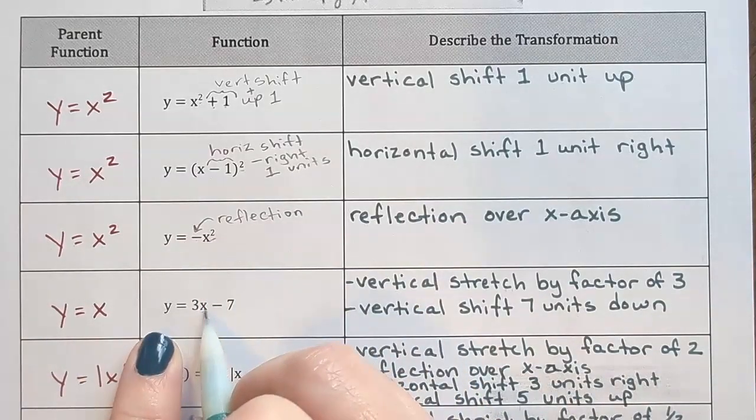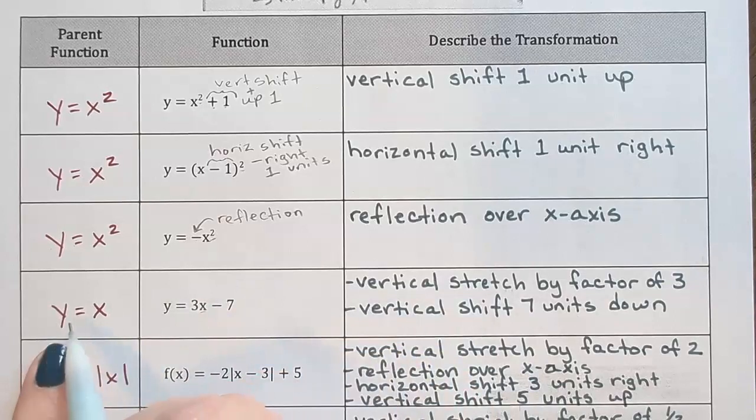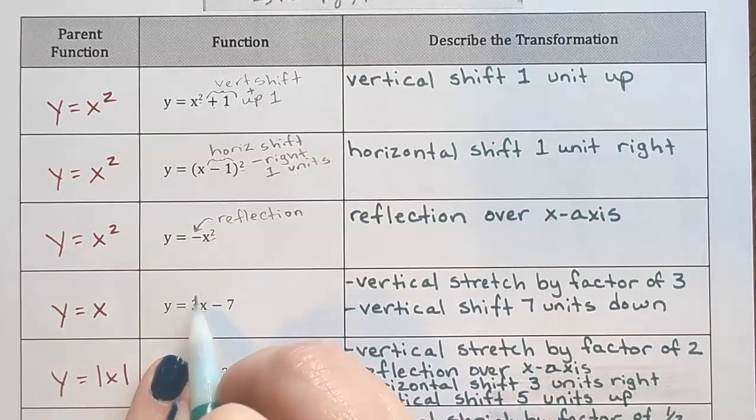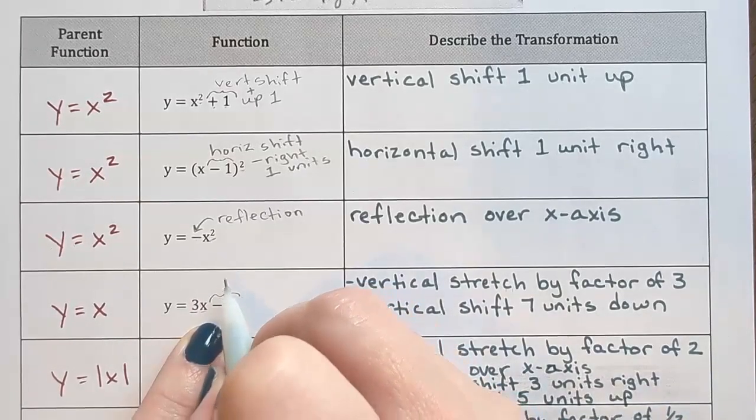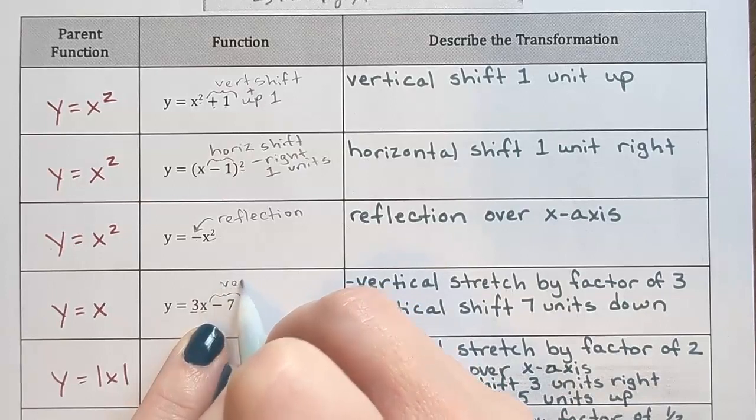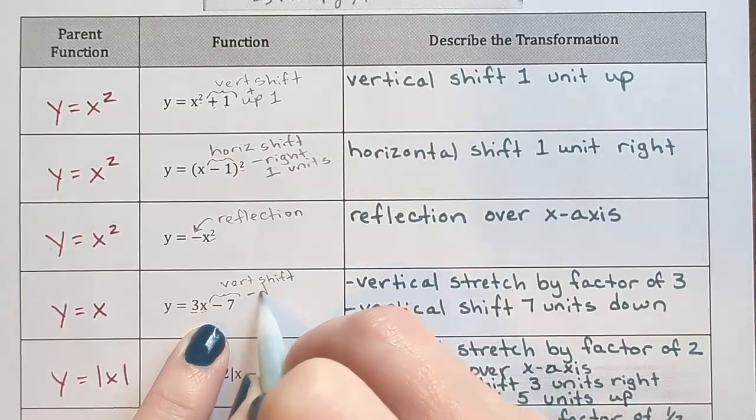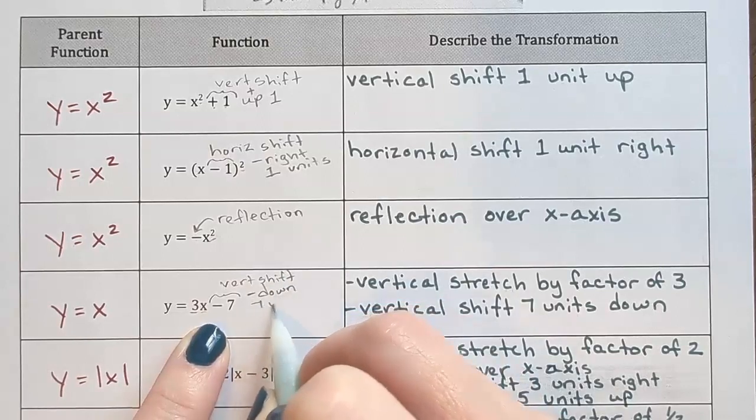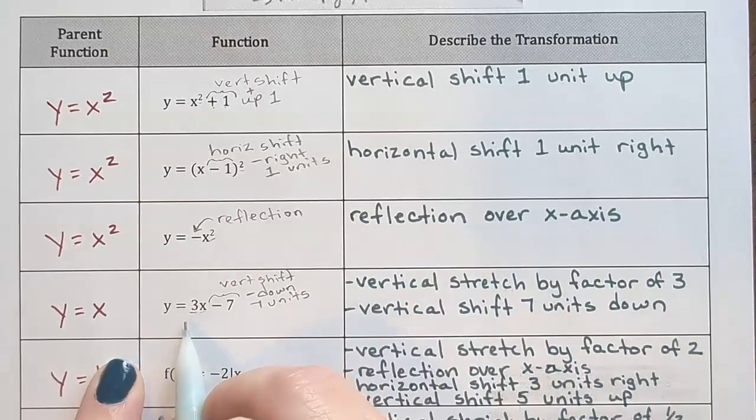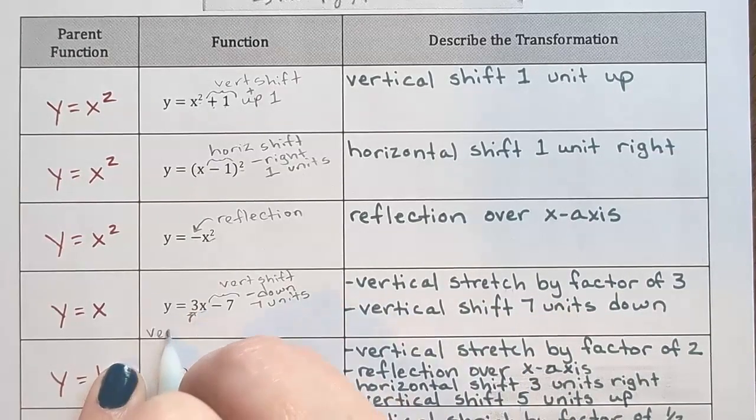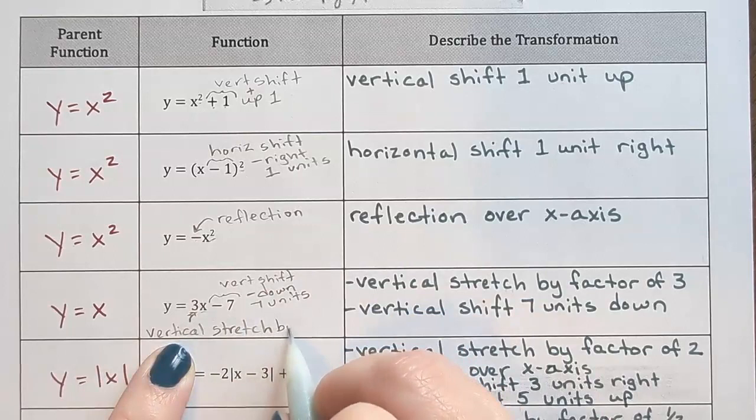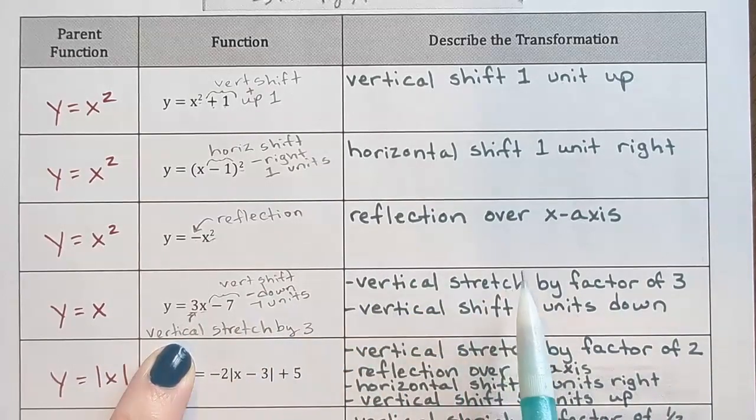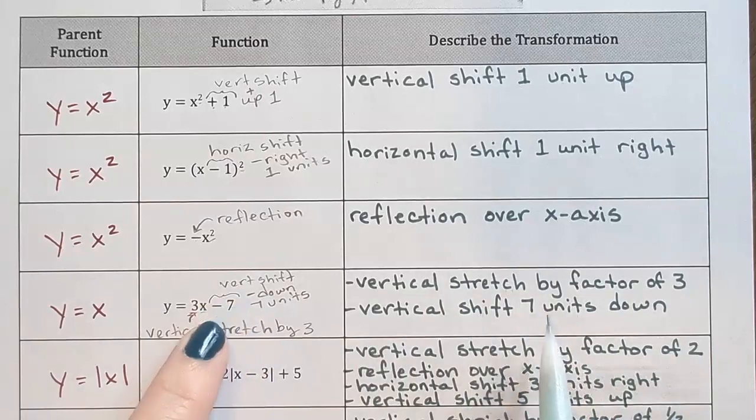Here, because this x has no squared, the parent function is y equals x. So we have 2 changes here. We have this 3 and we have this -7. That affects our y-intercept section of this equation, and so it's going to be a vertical shift. The negative means I'm going to shift down, and the 7 means we're going to go 7 units down. Now, because this 3 is in front of the x, that means we're going to have what's called a vertical stretch, which is different than the shift, and it's going to be by a factor of 3. And so we have a vertical stretch by a factor of 3 and the vertical shift 7 units down.